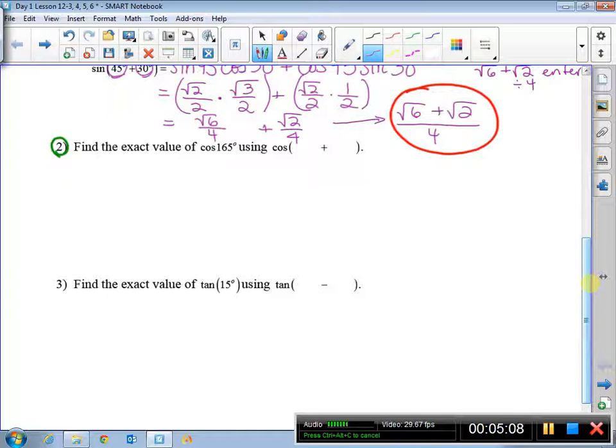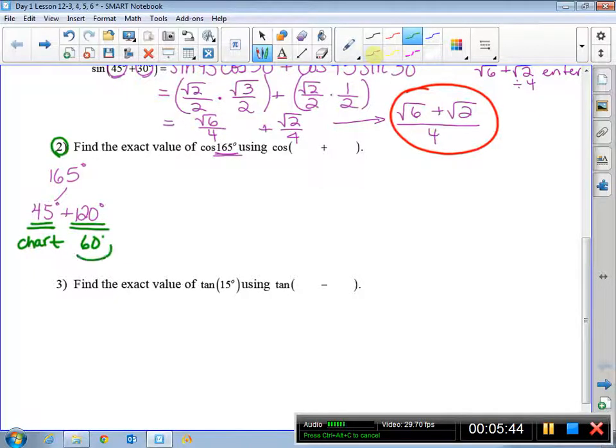Find the exact value of the cosine of 165. All right, 165. Using what? So what can we do with 165 degrees? Well, 45 degrees plus 120 works nicely. 45 degrees is in the chart. And 120 degrees has a reference angle of 60. So I know that that's in the chart as well. We'll just have to be real careful about whether our values are positive or negative.